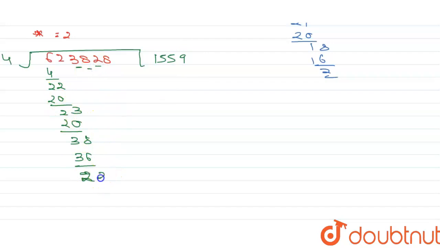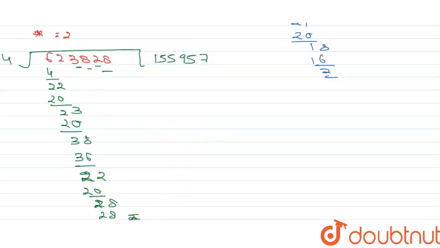This 2 will come here. 4 into 5 is 20. The remainder comes 2. This 8 will come here. And 4 into 7 is 28. So the remainder comes 0.